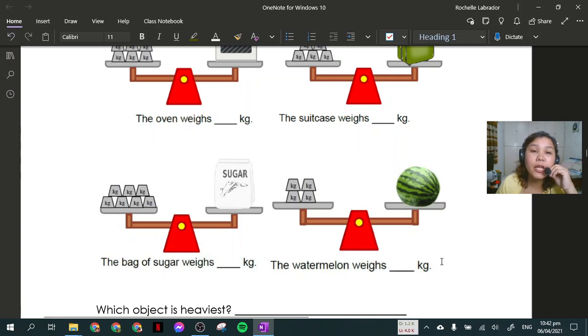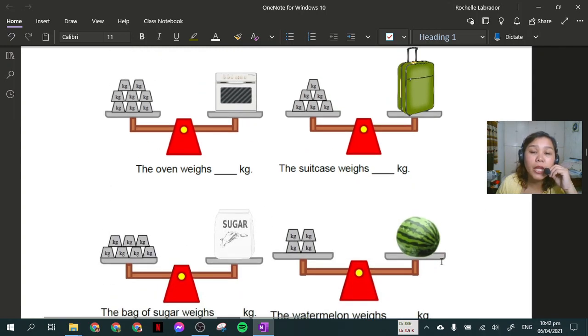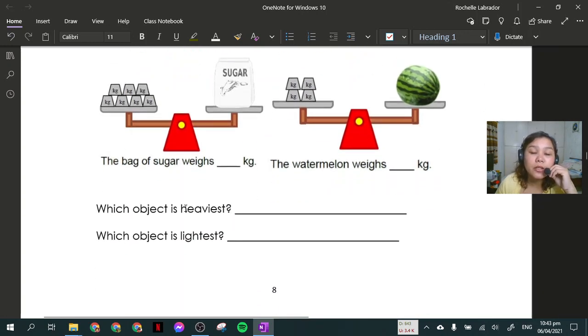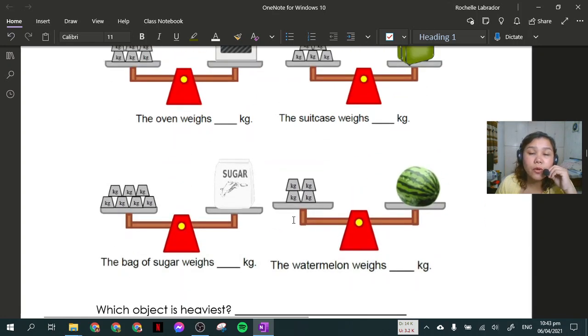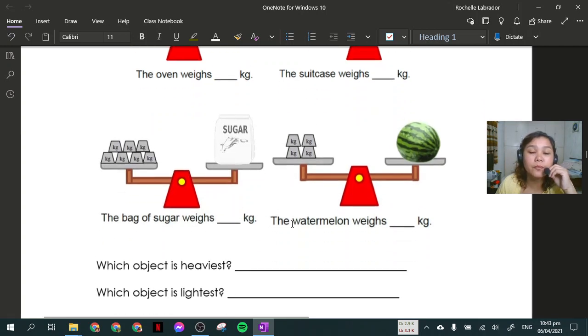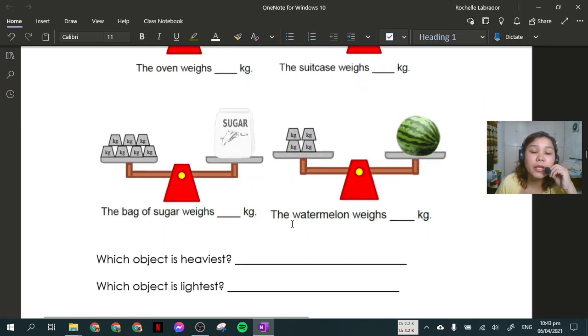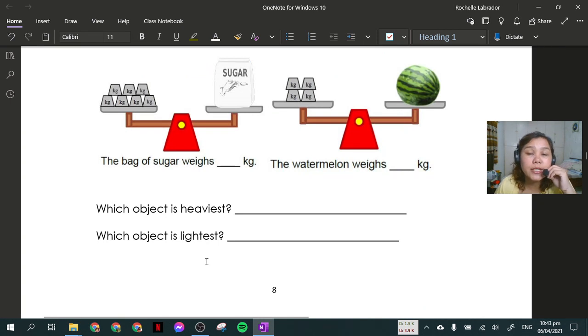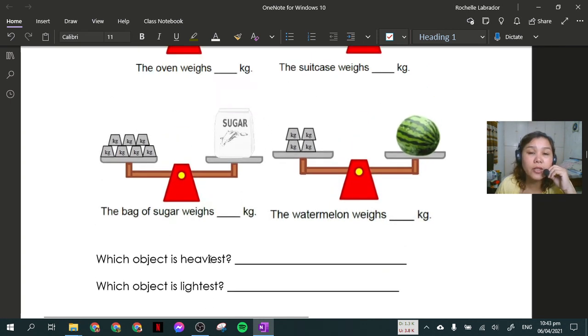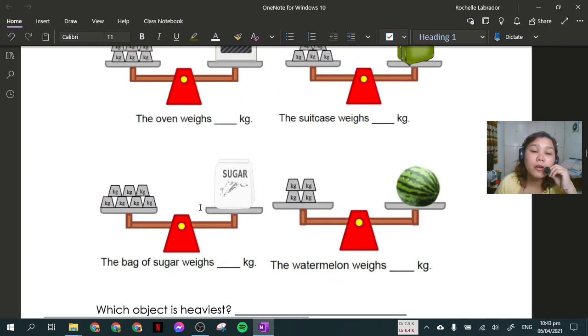So after you indicated the number of kilograms for each picture, you need to answer which object is heaviest. So you need to choose from oven, suitcase, bag of sugar, or watermelon. And the next question, which object is lightest? Again, you need to choose from oven, suitcase, bag of sugar, or watermelon.